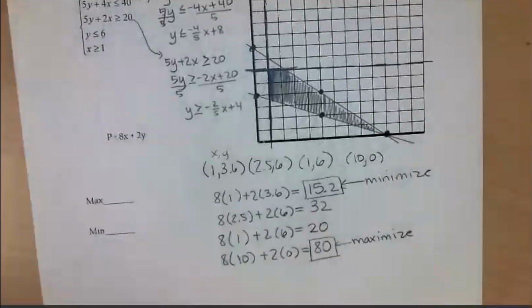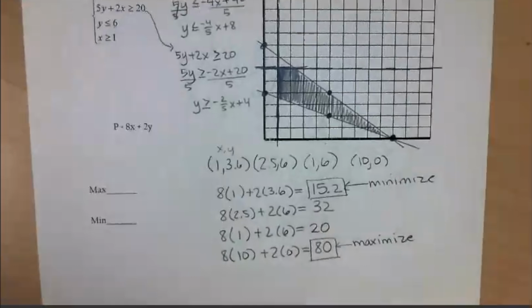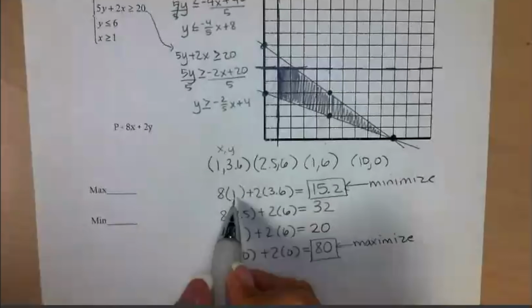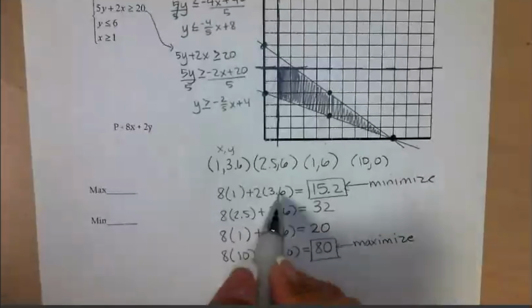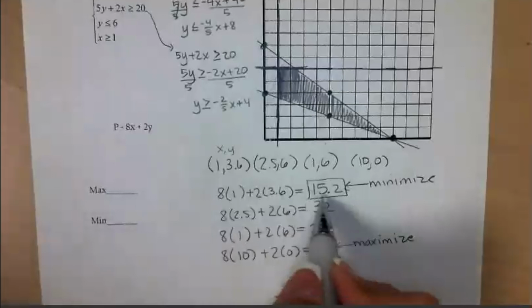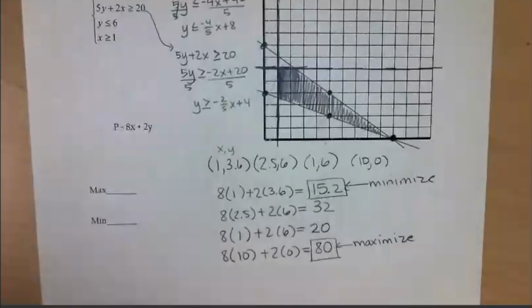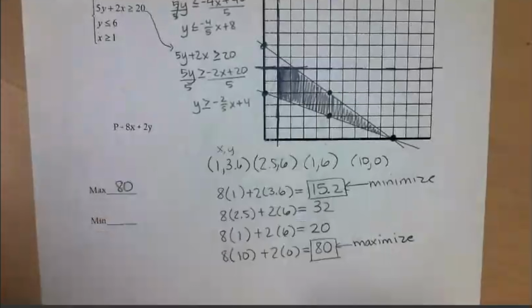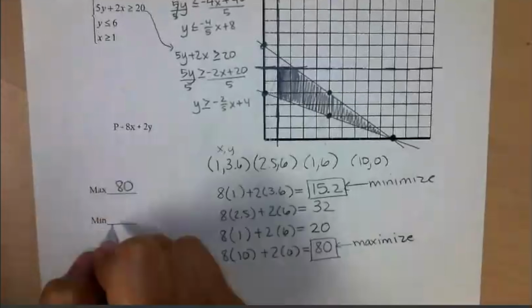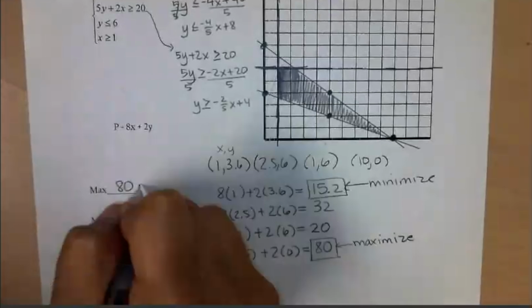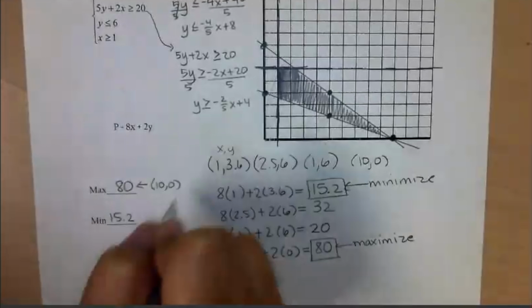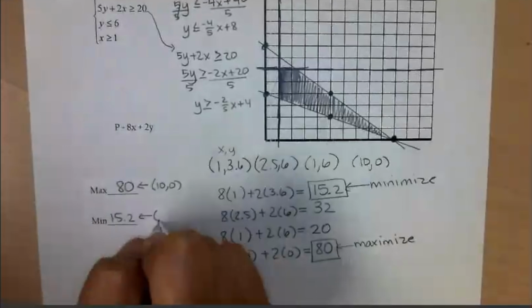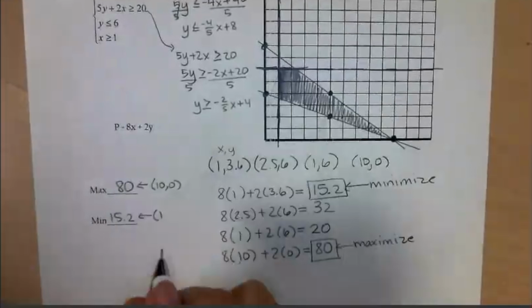So if they're asking you, for example, how many you are going to build or how much you're going to need, then that would be this part, and what the profit would be, then that would be this answer. So you want to be careful when you're answering the question that they're asking. The maximum amount is going to be 80, and the minimum amount is going to be 15.2. And this occurs at 10, 0. And this one occurs at 1, 3.6.